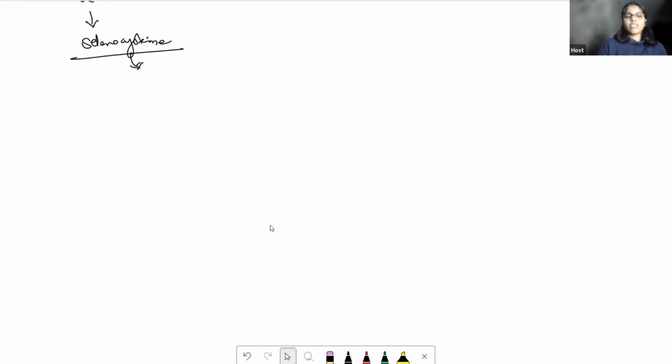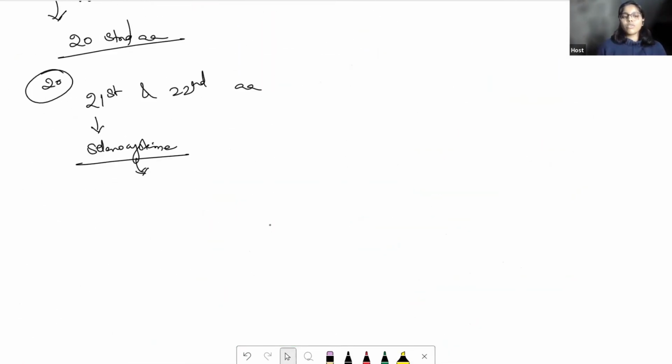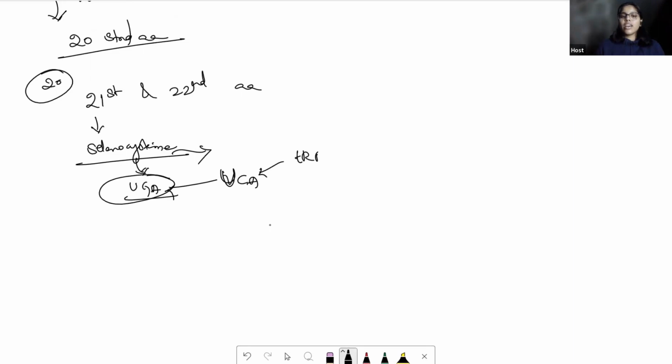Selenocysteine, the genetics course is over, no? Selenocysteine is encoded by which codon? UGA. So yes, it's a stop codon. Does selenocysteine have its own tRNA or not? If it is coded by a codon, it should have its own tRNA, right? Yes. The anticodon is UCA, and to the tRNA of selenocysteine, serine will come and bind.